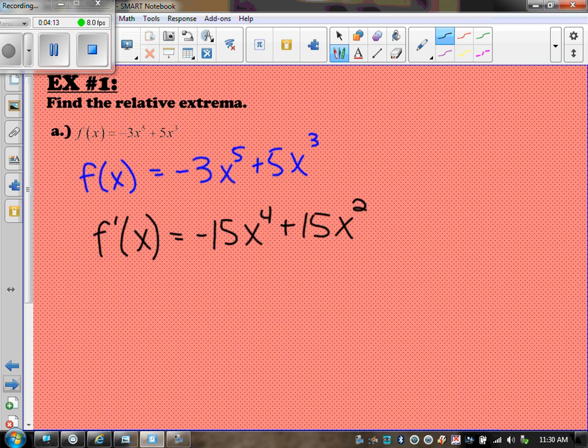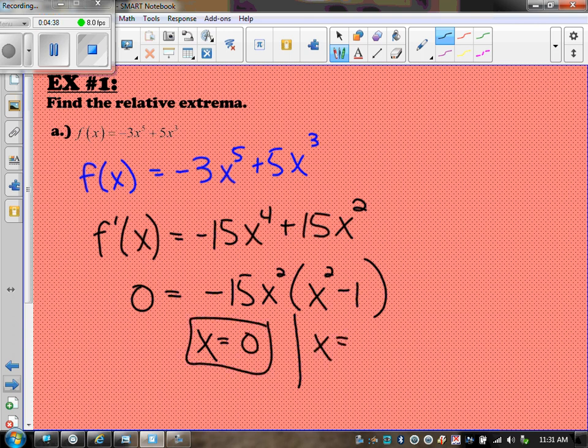And then I'm going to use my first derivative to find my critical numbers. Where does my first derivative equal 0? Where do I have possible swoopties, possible maximums or minimums? I'm going to set my first derivative equal to 0. I'm going to GCF out a negative 15x squared. That's going to leave me with x squared minus 1. That means I have critical numbers at 0 and x equals plus or minus 1. Remember to add your plus or minus anytime you square root. So I have critical numbers at 0, negative 1, and positive 1. This is where my original graph is going to have horizontal tangents.